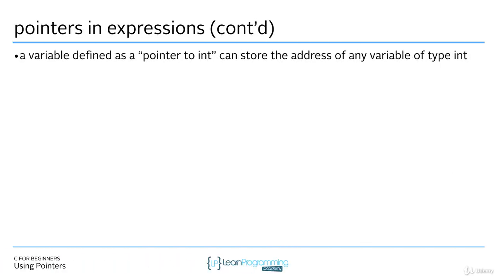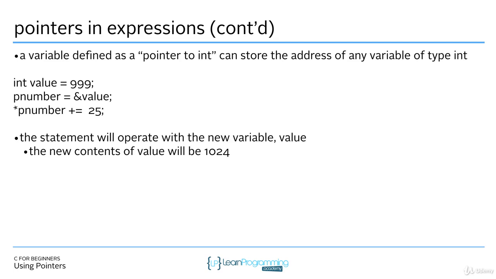A variable defined as a pointer to an int can store the address of any variable of type int. We know that. So here, int value equals 999. We can assign that int to pNumber as long as pNumber is a pointer to an int. And then we can add to it. This statement will operate with the new variable value, and the new value will be 1024. Right? pNumber is pointing to the address of value. So if you change what the pointer is pointing to, you're going to change the value of this variable, value.